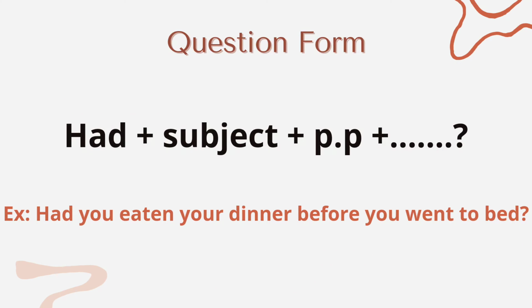And then we have the question form. The question form is so simple. We just put had plus the subject plus the past participle plus the rest of the sentence, and then we put at the end the question mark. For example, had you eaten your dinner before you went to bed?